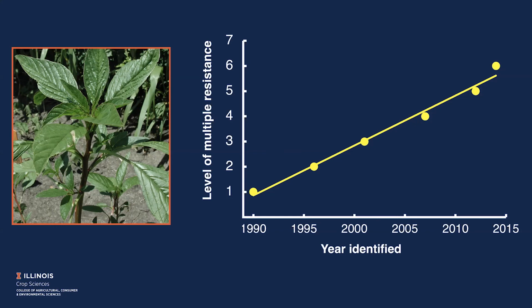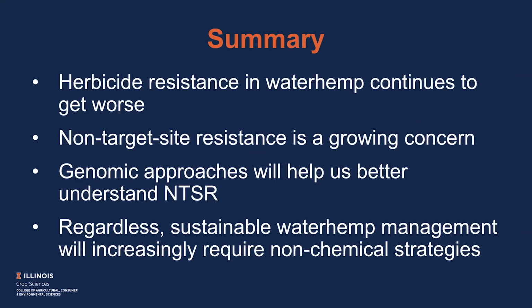So, in summary, herbicide resistance in water hemp continues to get worse, and particularly we're concerned about the increasing cases of non-target site resistance in this species. Genomic approaches will give us a new avenue to better understand these non-target site resistance mechanisms. So this is an exciting time as a weed scientist, and hopefully this information will ultimately lead to better management strategies for you, the growers. However, I do want to conclude by saying that, regardless of how well we understand herbicide resistance, as we're stacking more and more cases of herbicide resistance into water hemp, and we have a finite number of herbicide options out there, increasingly we need to think about and incorporate non-chemical strategies into our water hemp and our weed management strategies.